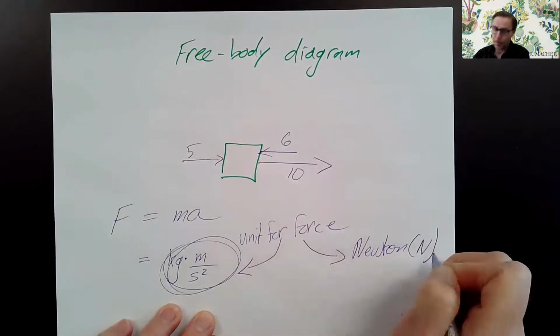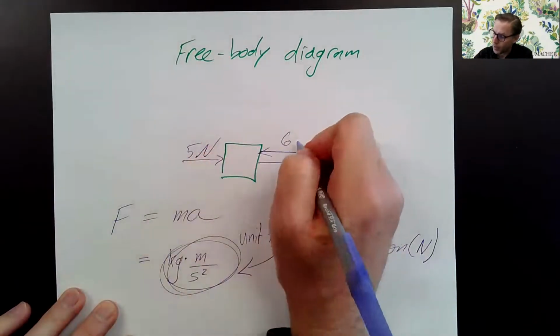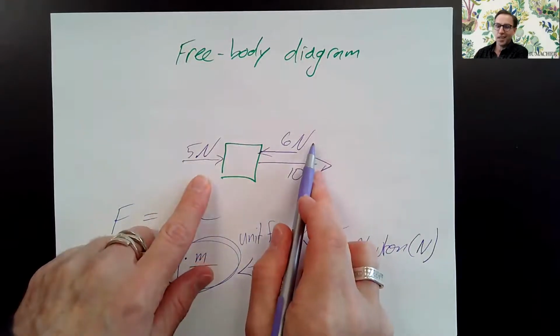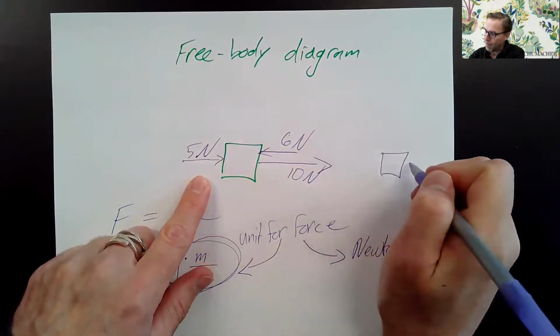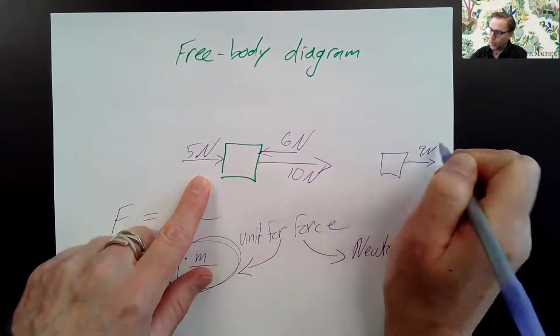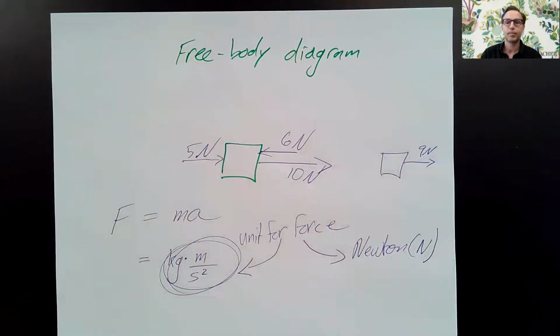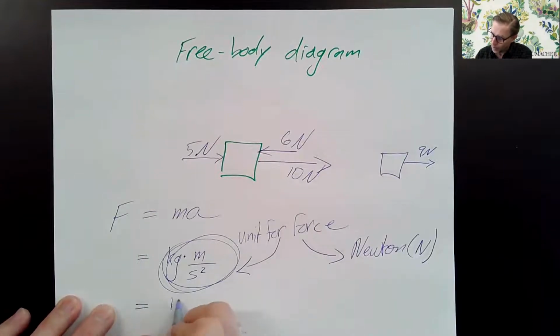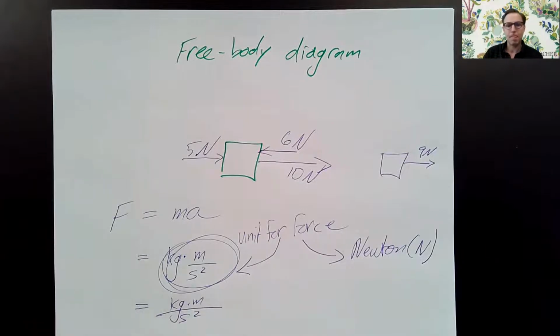So the unit for force is really kilograms times meters per second squared, or we can say the Newton, abbreviated capital N. So this is 5 newtons, 6 newtons, 10 newtons. The total force is 15 to the right, 6 to the left. So the total net force is 9 newtons to the right. So the Newton is another way of saying kilograms times meters per second squared. By the way, this is also kilograms times meters all over second squared, all the same. So now we've talked about our unit for force, and we have talked about our free body diagram.